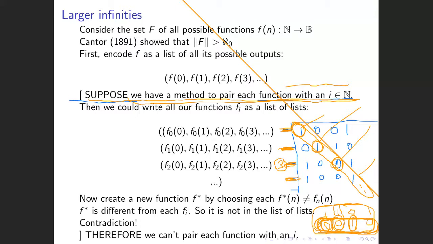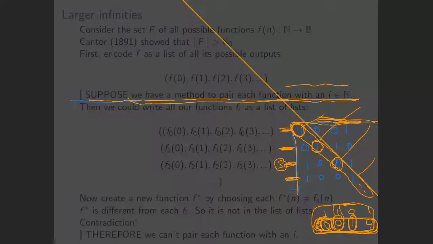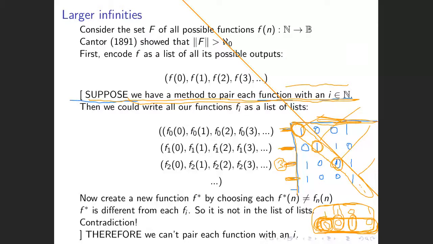And this function is different from all the functions in the list. Therefore, we did not actually have a list of every possible function in the first place. If you give me any list of functions, I can always do this. No matter what functions you give me, I'll write them down, I'll do this diagonalization trick, and I'll create a new function from all the ones that you gave me in the first place.